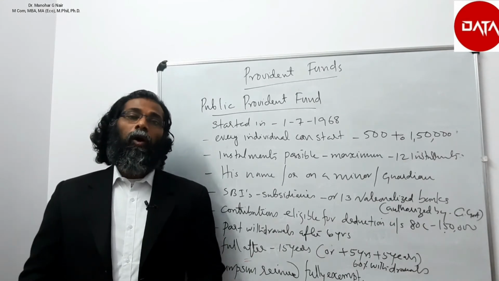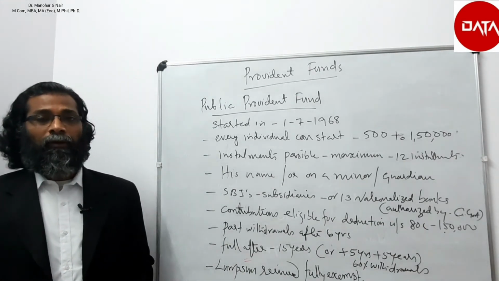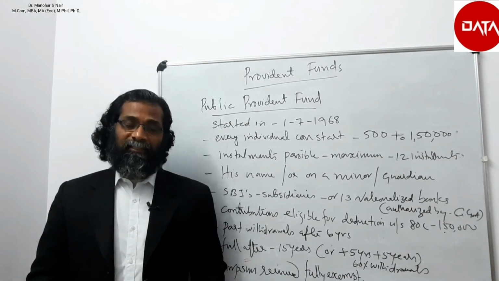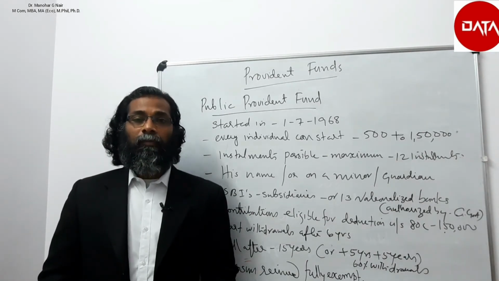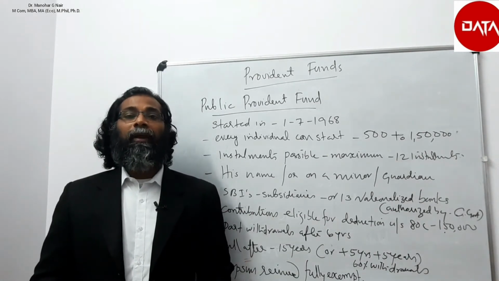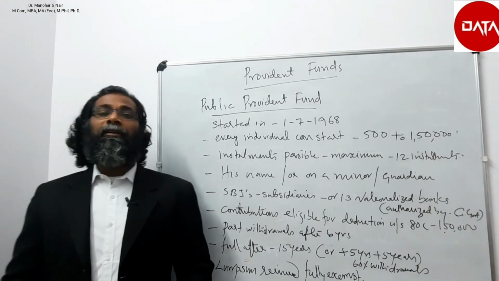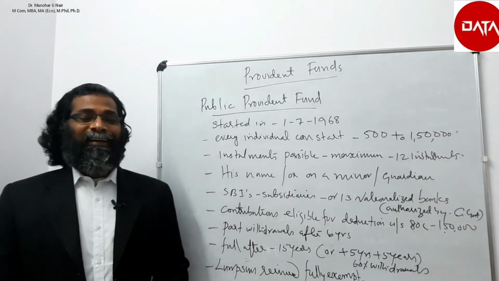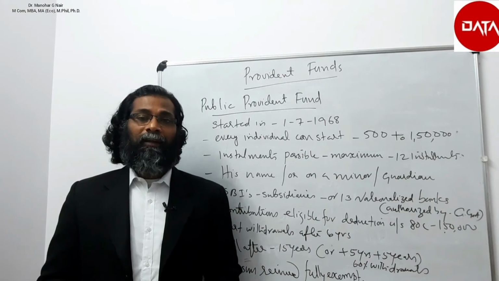It can be opened and operated through State Bank of India or through its subsidiaries or the 13 nationalized banks which are authorized by the central government to open and operate public provident fund. And the contribution made by individuals is eligible for deduction under section 80C to a maximum of 1,50,000 in a year.